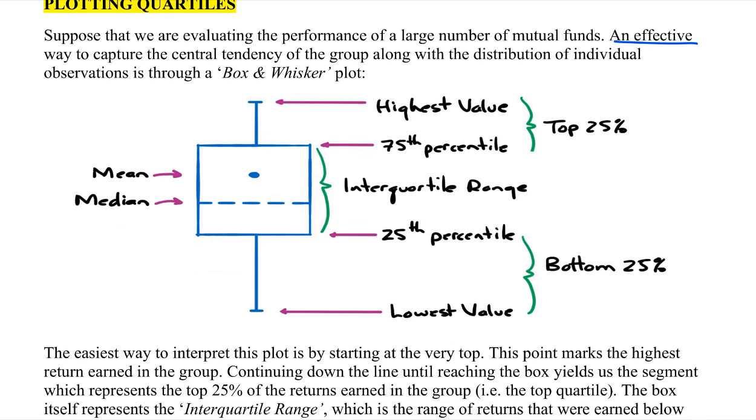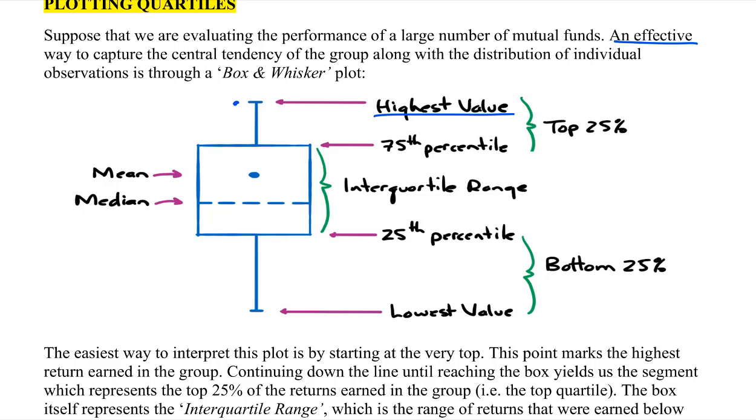And let's start from the very top. So this observation represents the highest value in the data set. What we have here is a number of mutual funds, and each one has their return. So this here represents the return of the mutual fund that had the best performance, and naturally this here represents the return of the mutual fund that had the worst performance. But that's not enough information, so we like to look deeper because we're looking at the whole data set.